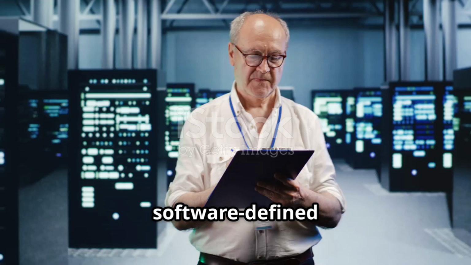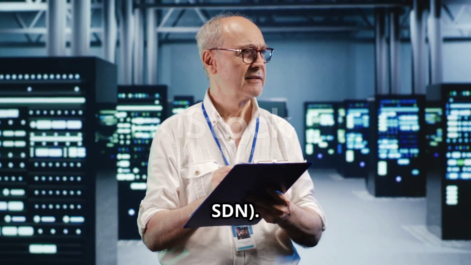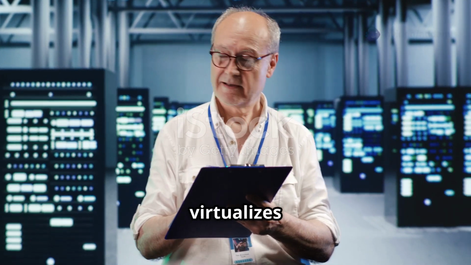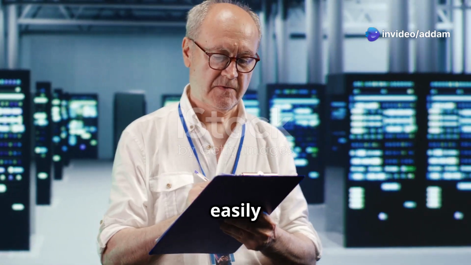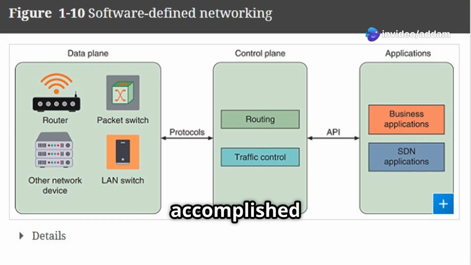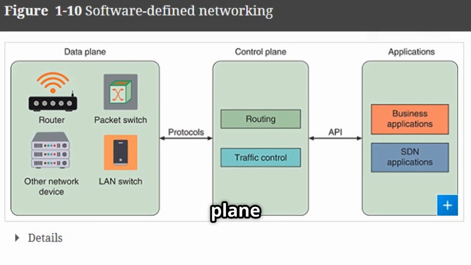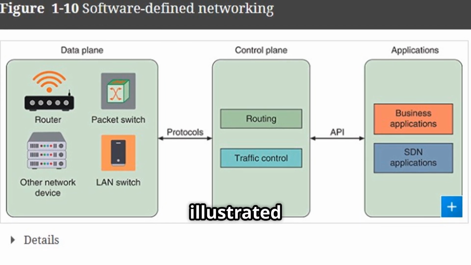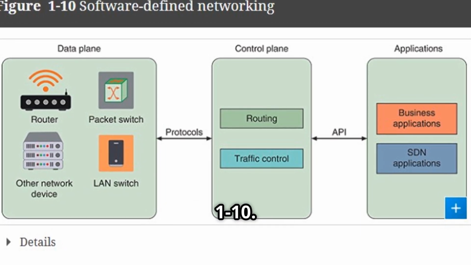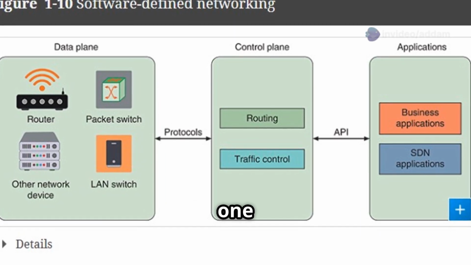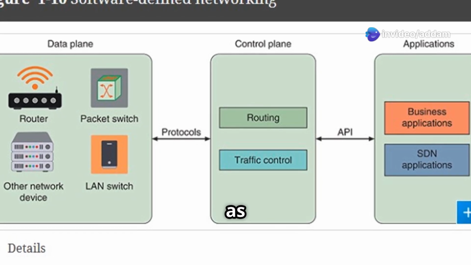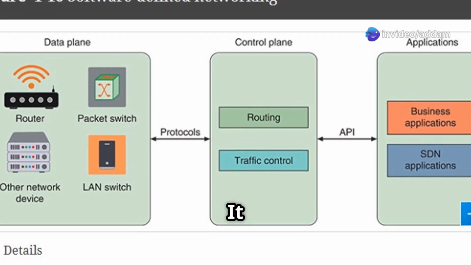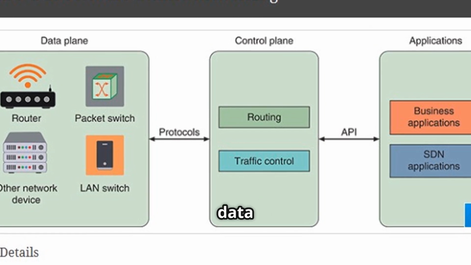The solution is software-defined networking, SDN. SDN virtualizes parts of the physical network so that it can be more quickly and easily reconfigured. This is accomplished by separating the control plane from the data plane, as illustrated in Figure 1.10. The control plane consists of one or more SDN servers and performs complex functions such as routing and security checks. It also defines the data flows through the data plane.